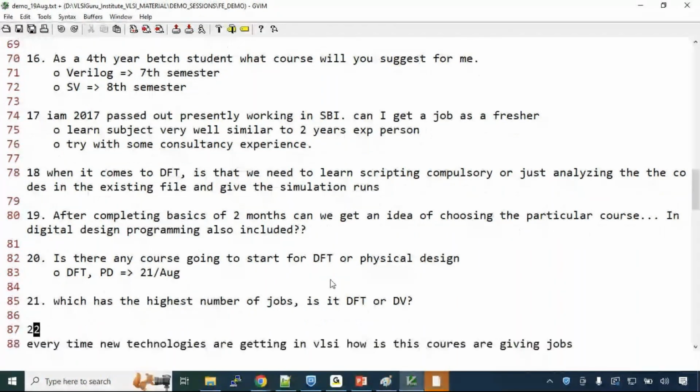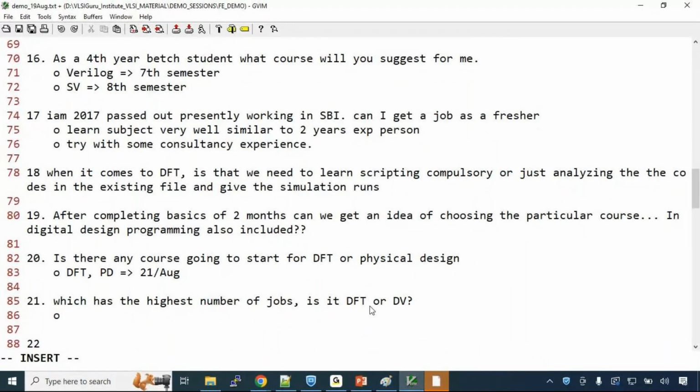Which has the highest number of jobs? Is it DFT or DV? Tell me which one has higher jobs. DV only, right? I told you DV has a lot of requirements in any team. Accordingly, more people join in the DV training. DV training has a lot of people joining in the course. Let's say I have 50 people in DV, my DFT is only 15.